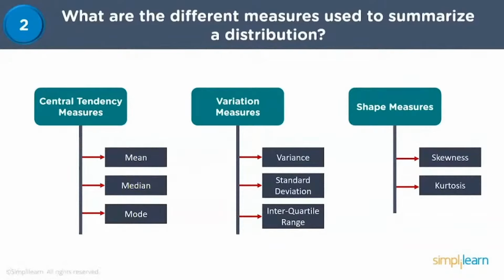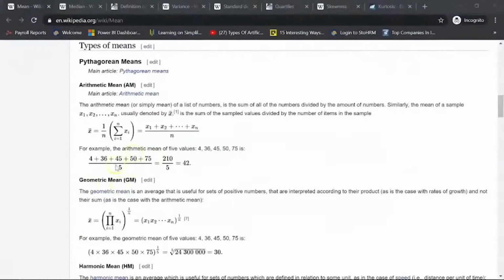Let me take you to the Wikipedia page and explain what mean exactly is. Okay, so here you can see on the Wikipedia page, it has the formula to calculate the mean of a distribution. So this is basically the summation of all the data points divided by the total number of data points. So here you can see an example. We want to find the arithmetic mean of 5 values, which are 4, 36.